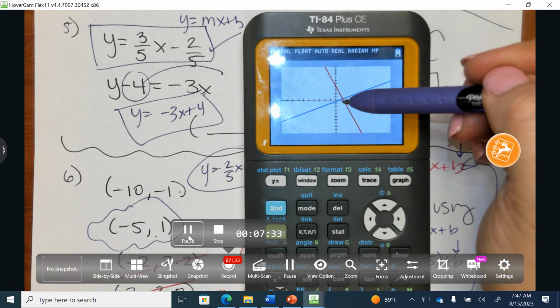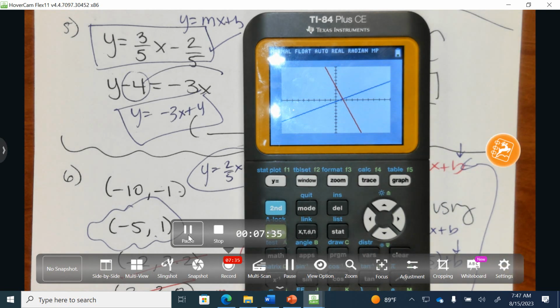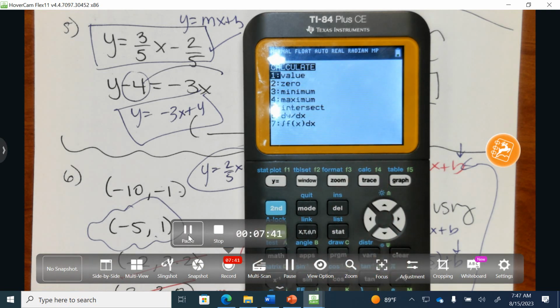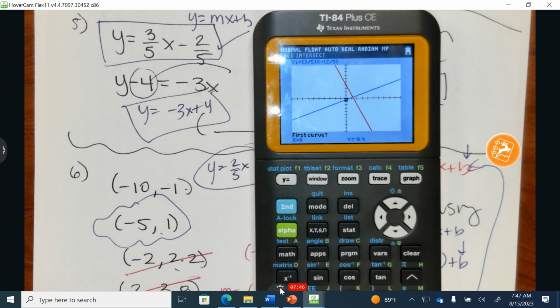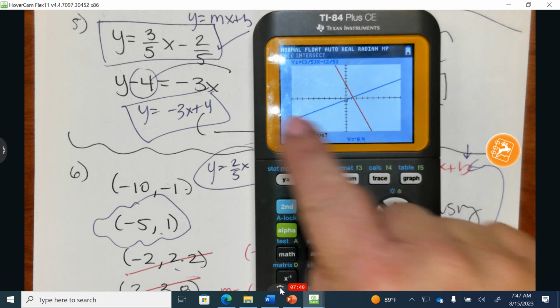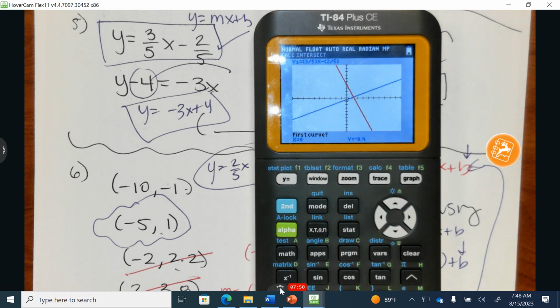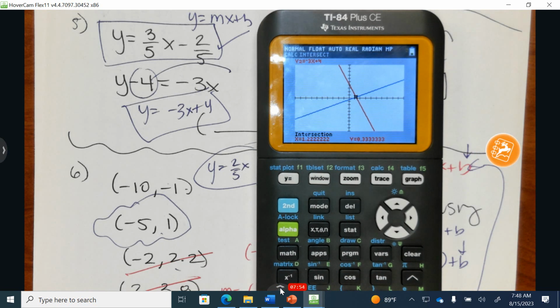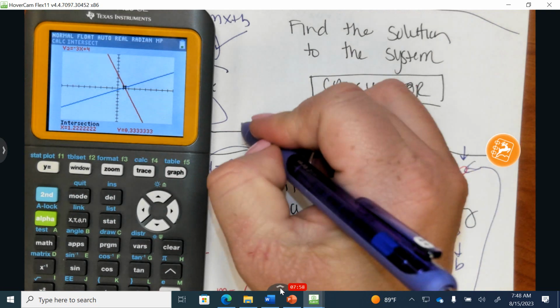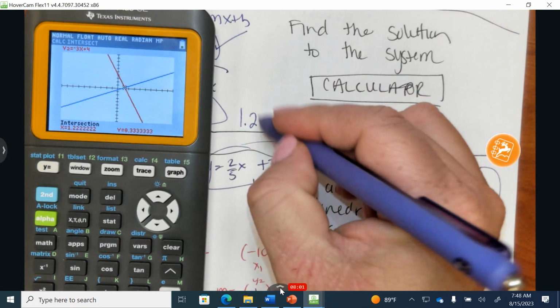And I want to know precisely where they cross. How do I do that? Well, it's another app on the calculator. So we're going to go second, trace, and go down to number 5, which is intersect. Second, trace, and all the way down to number 5. And now, because we only have 2 lines, we're able to hit the enter key, the bottom right-hand corner, 3 times. 1, 2, 3.